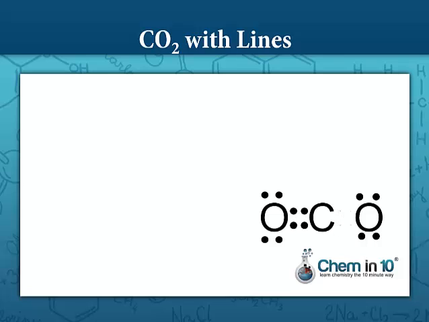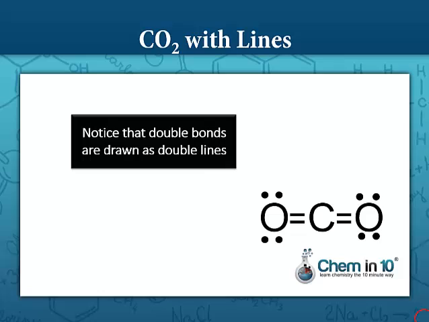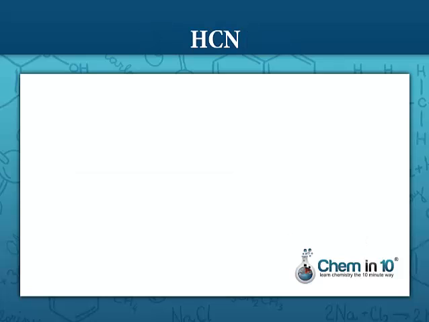Again, we can replace the bonding pairs with lines for bonds. So notice that double bonds, we draw double lines. And again, we keep the lone pairs intact. One more example, hydrocyanic acid or hydrogen cyanide.